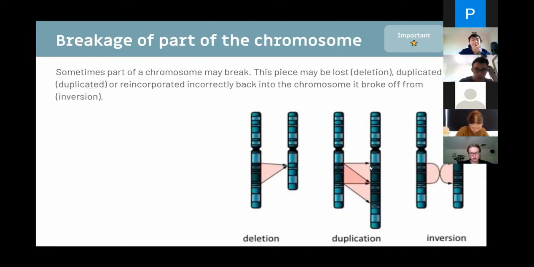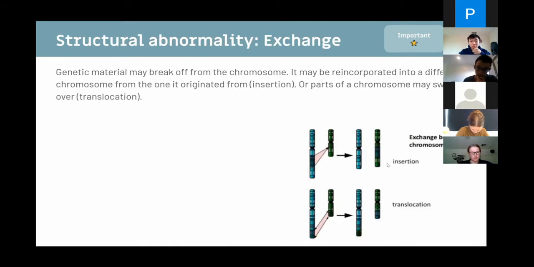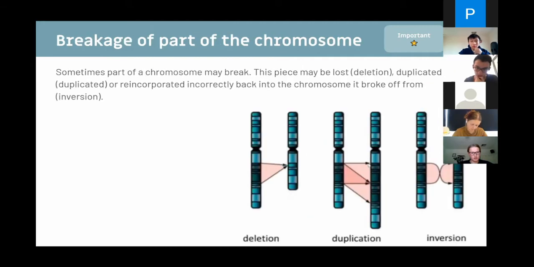Breakage of the chromosomes. Sometimes chromosomes do break apart, and this piece may either be permanently lost, it may be duplicated and then reincorporated, and it may break off and then be reincorporated in the wrong direction. Go back, sorry. Deletion, you can see there's a loss. Duplication, you can see it's addition. Inversion, you can see it's switched. Next one. We're almost done.